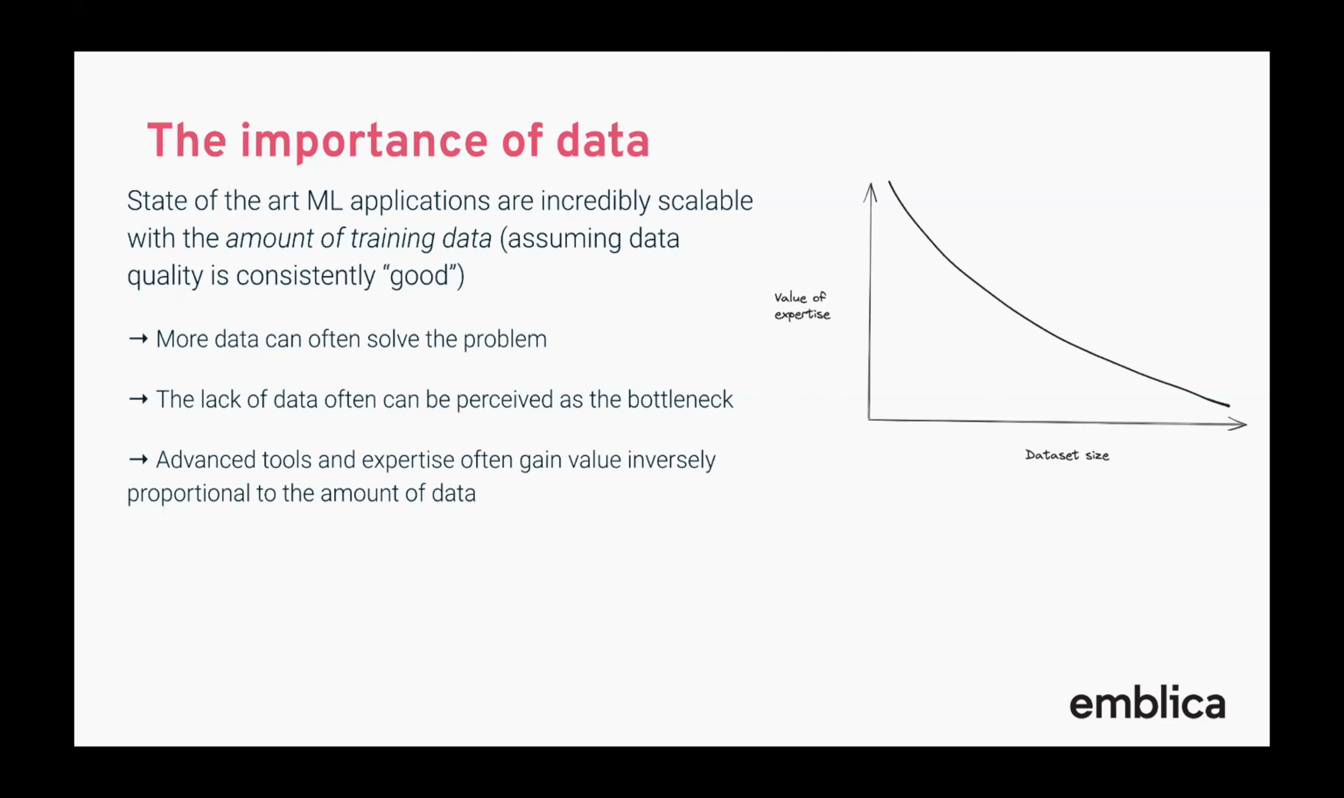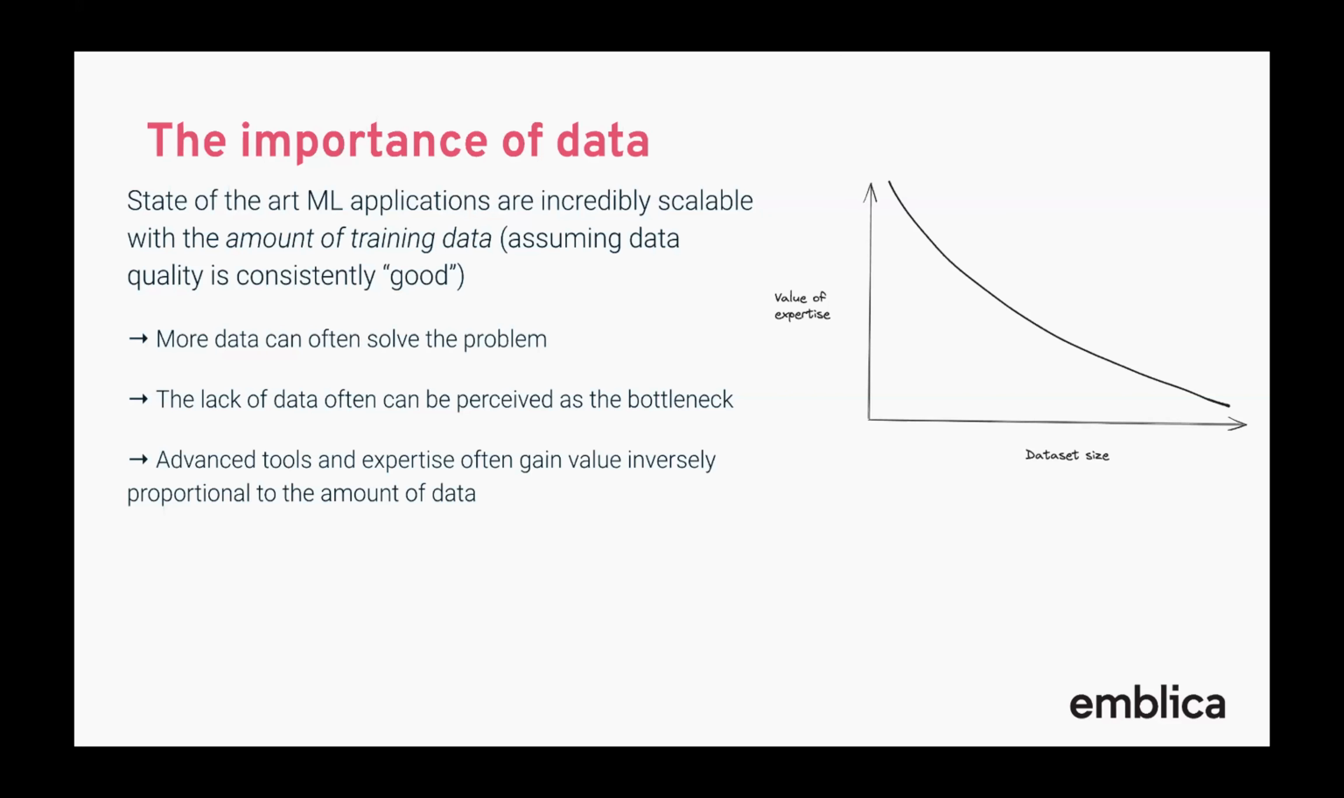So if we have good training data available and lots of it, the model can probably be solved with quite a generic method. If we have an object detection or object classification challenge, we take a ResNet, train a classifier on top of it and fine-tune the classifier. So more data can often solve the problem. But this also means that the lack of data can often be perceived as the bottleneck in solving this problem if you don't have enough data.